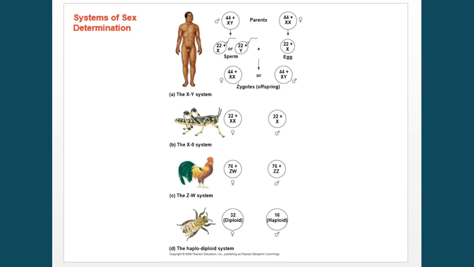This one, the example it gives is in some birds and some types of fish. The sex chromosome that's present in the egg, not the sperm, determines the sex of the offspring. So their sex chromosomes are designated Z and W. Females are ZW, males are ZZ. Okay?